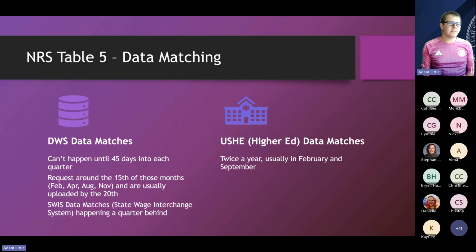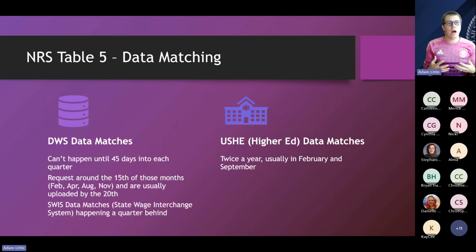There is one additional Department of Labor or employment data match that happens, and that is called our SWIS data match. SWIS stands for the State Wage Interchange System. What the SWIS system does is each state's DWS sends their data into a collective database, and we can data match with that larger database from around the US. What we do find though is that this data is usually almost a quarter behind.